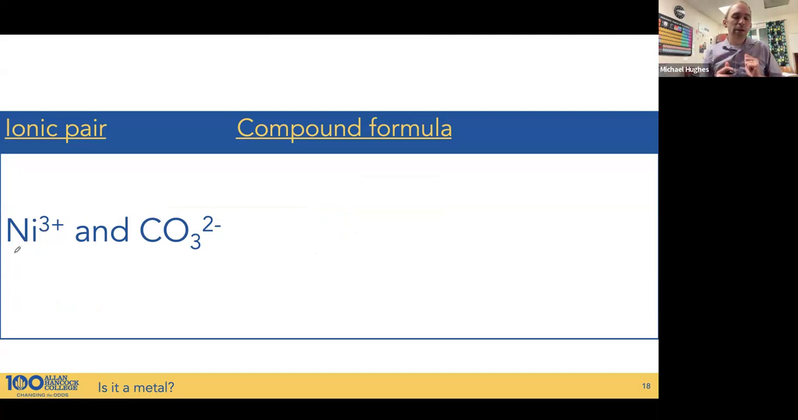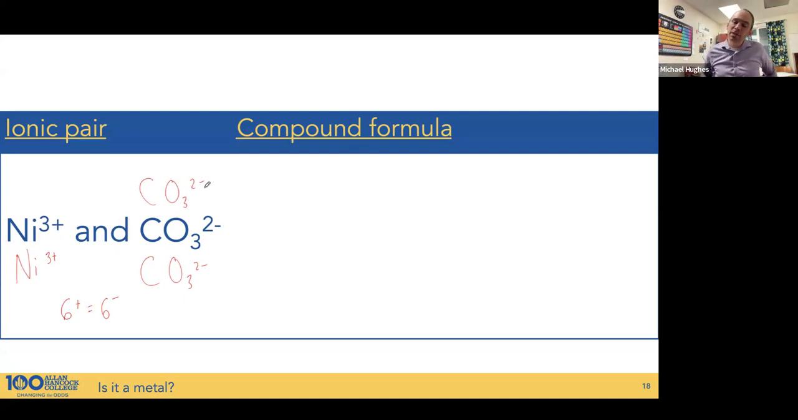Least common denominator, 6, 3, 2, 2, 3. Going to get used to that pattern. It is going to be 6+ will cancel out with 6-. So again, we'll need 2 nickels that are 3+ each, and 3 carbonates, which are 2- each.